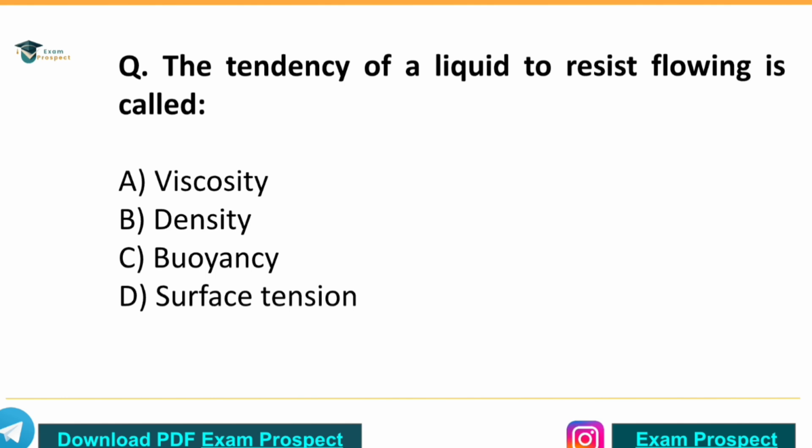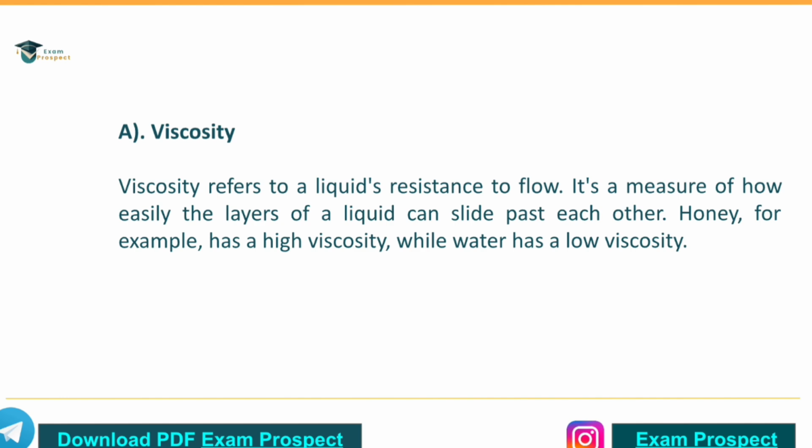Next question. The tendency of a liquid to resist flowing is called? The correct answer is option A, viscosity. Viscosity refers to a liquid's resistance to flow. It's a measure of how easily the layers of a liquid can slide past each other. For example, honey has a high viscosity while water has a low viscosity.